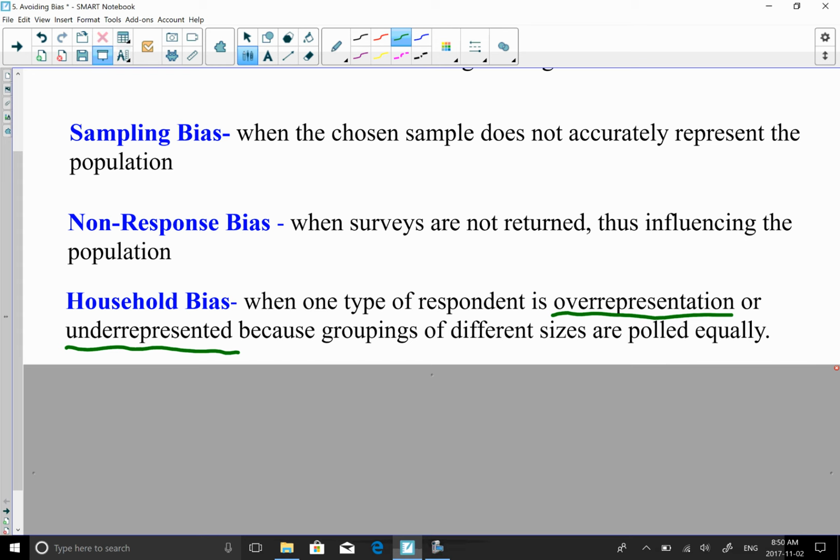So the difference between this and sampling. A lot of times this is where people get confused between the sampling and the household. Sampling, you're just not accurately reflecting the population. This one, if I take that math example again, and I went to all the classes, all the grades, and I asked about the math club, if I ask the same amount from each grade, then I'm not pulling them effectively. I'm overrepresenting some grades that maybe are smaller and underrepresenting some grades that are probably larger. So this is when you pull it equally. It's important you understand the difference between these two.